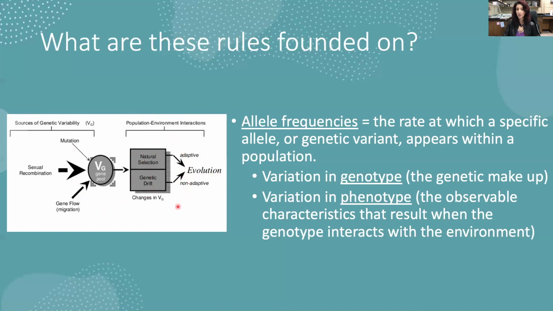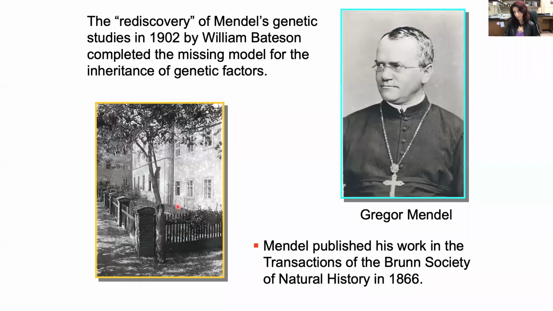This is Biology 113, not 115, so we're not going to talk about nitty-gritty details, but it is good to have a basic understanding of the foundation of the concepts that we're talking about. So we had a, quote, rediscovery of Mendel's genetic studies in 1902 by someone named William Bateson. They completed the missing model for inheritance of genetic factors by looking over books and research written by Gregor Mendel. And Gregor Mendel published his work in the Transactions of the Brünn Society of Natural History in 1866.